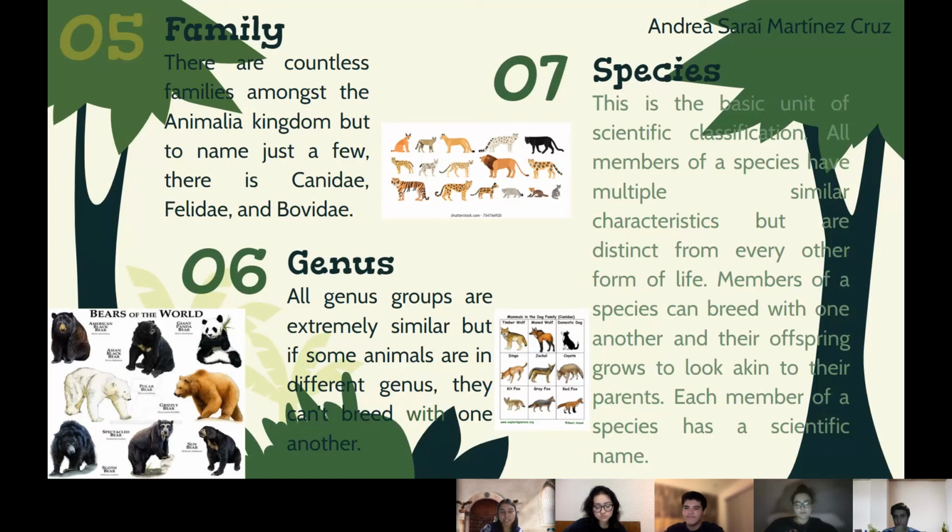The sixth is a genus. All genus groups are extremely similar, but if some animals are in different genus, they can't breed with one another. And finally, we have the species. This is the basic unit of all scientific classification. All members of a species have multiple similar characteristics, but are distinct from every other form of life and from one another. Members of a species can breed with one another, and their offspring tends to grow to look akin to their parents. Each member of a species has a scientific name, like Ursus for bears.